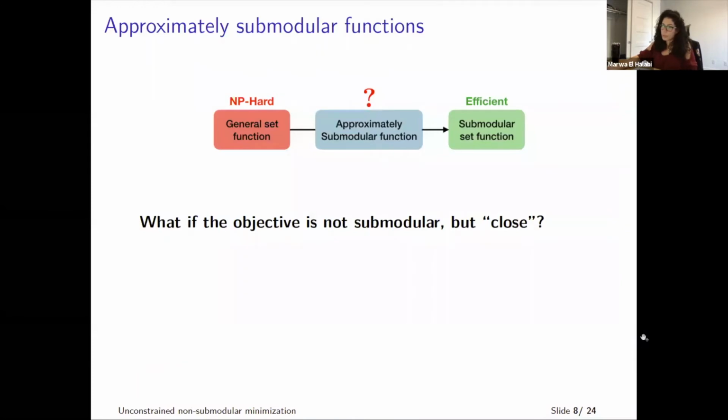So this is the question we were interested in looking at. Is there a wider class of problems for which we can obtain some approximation for the set function minimization problem, or is it just the case that only the submodular set function minimization problem can be efficiently solved?